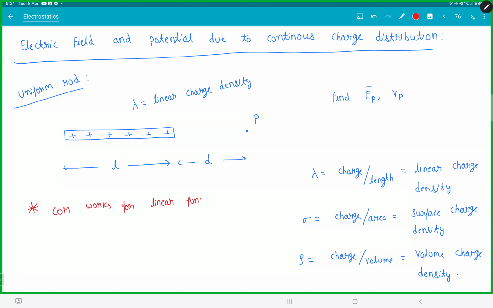I know it might look weird, but in the exam, under tension, I have seen people thinking this might work. But here, E is proportional to 1 by r square, so it is better I break this thing in the beginning only, right? Never use center of mass concept for field and potential.